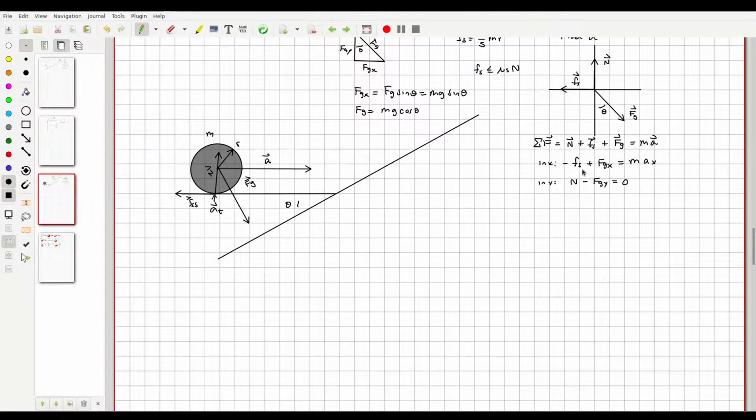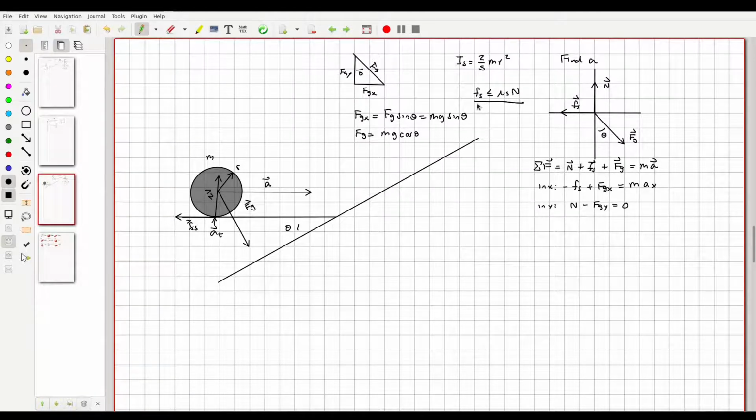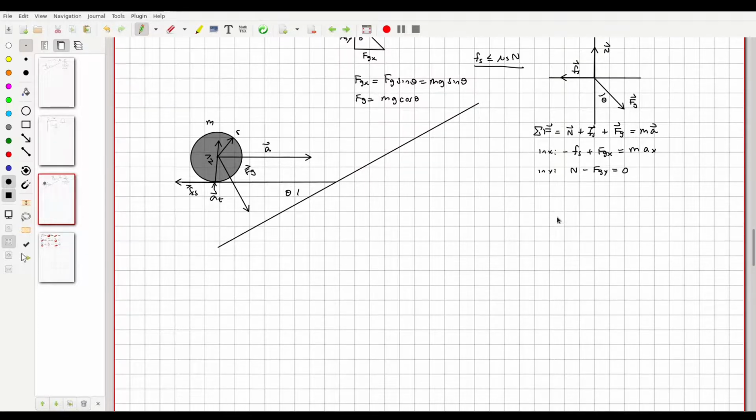to touch the form of F sub s. Remember, this is our condition right here. We want for this thing to roll without slipping as it goes down. It must be true that whatever frictional force that it needs to supply is going to be less than or equal to the maximum that it can give. Okay, that's the condition. So that said, let's just go ahead and work here.